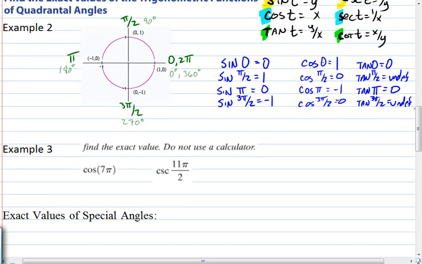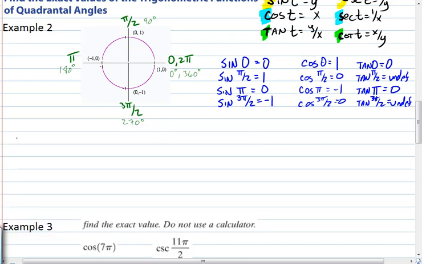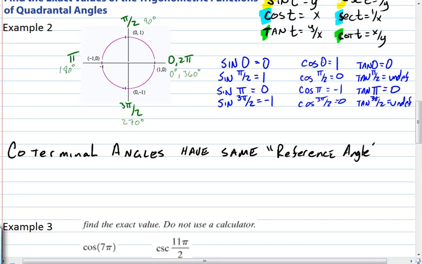Now, we need to talk about coterminal angles. And let me interject some space here. Coterminal angles have the same reference angle. I want to use this term reference angle, so I'm going to introduce it now. It's the smallest acute angle that would be coterminal to wherever this angle would stop.